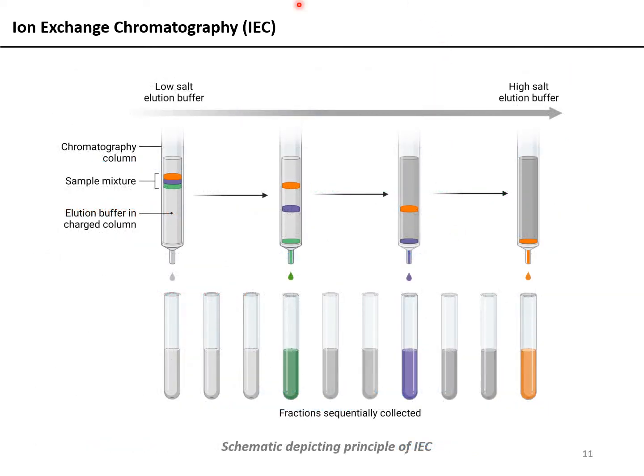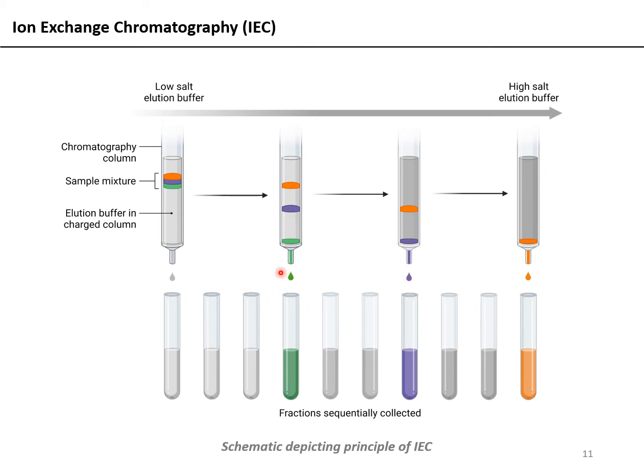So if we take a look at this schematic, you have your cation, let's say ion exchange column. You have the sample mixture, and this is your column, and you have the elution buffer in the charged column. So as you go from a low salt concentration towards a high salt concentration, gradually your proteins will begin to elute out.